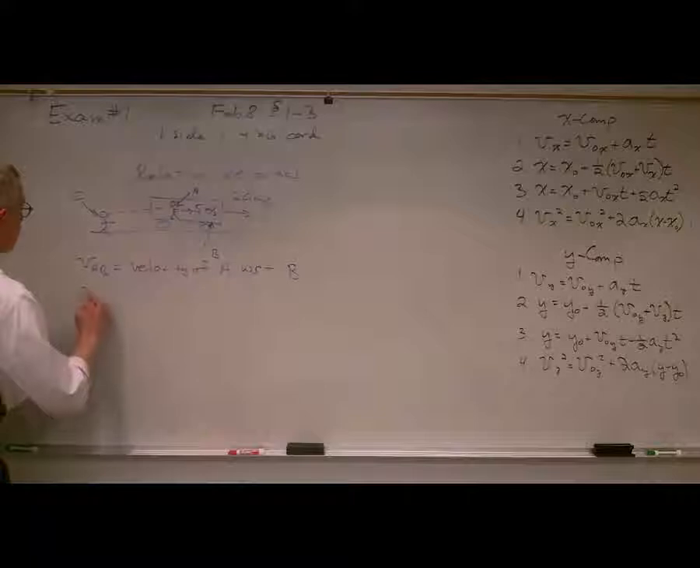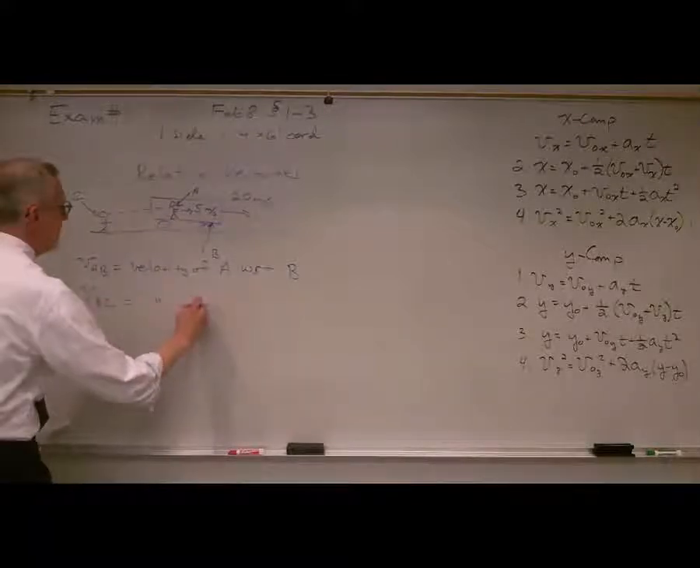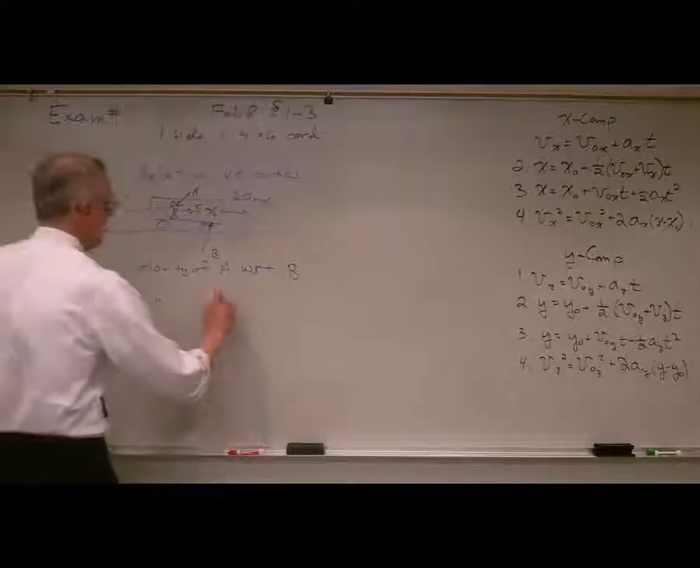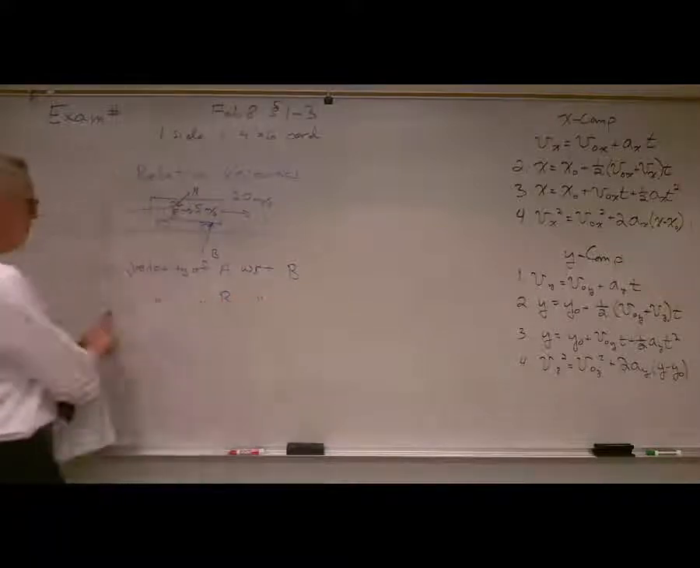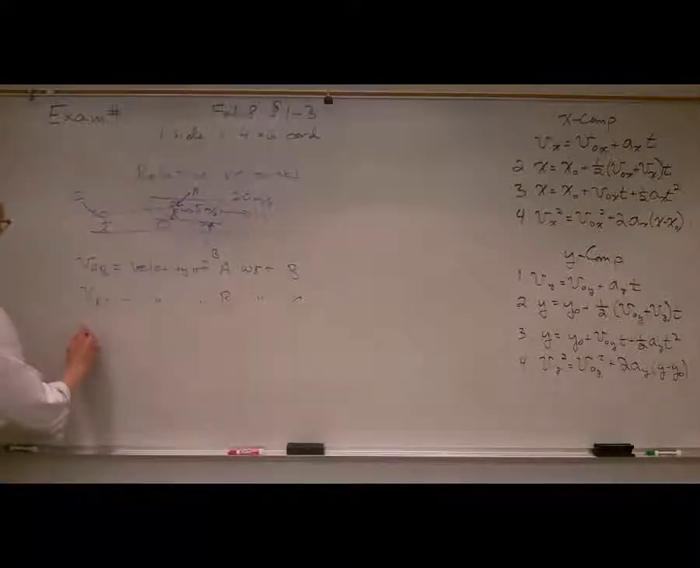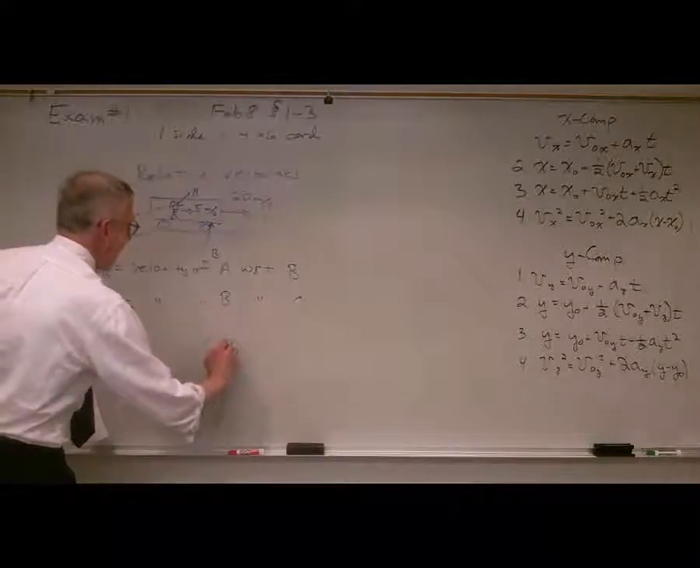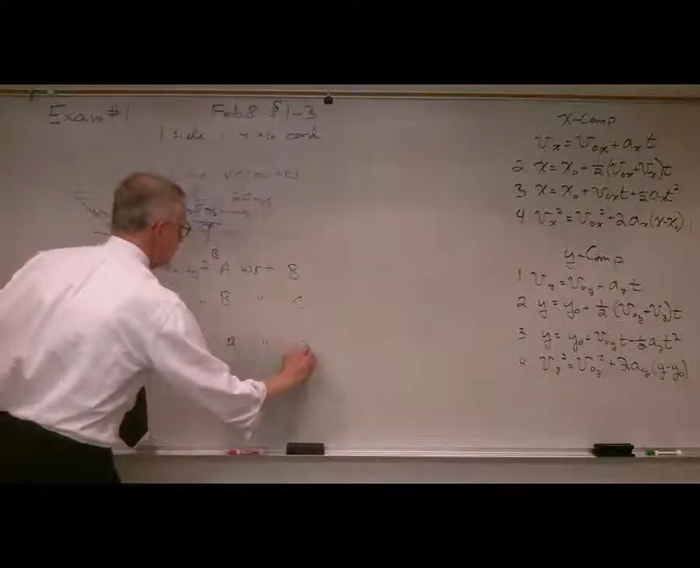And then VBC will be the same thing. So this will be the velocity of B with respect to C. And then finally VAC, this will be the velocity of A with respect to C.